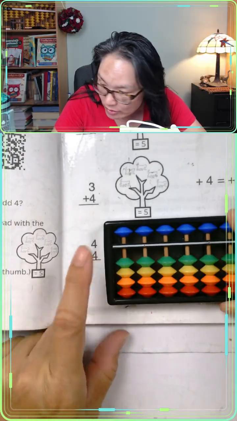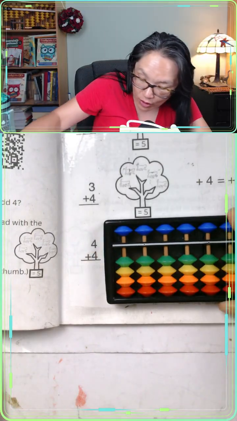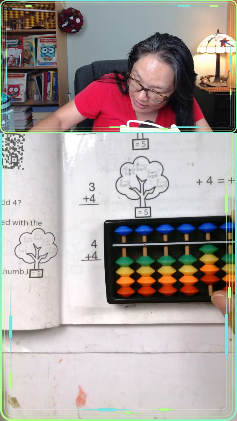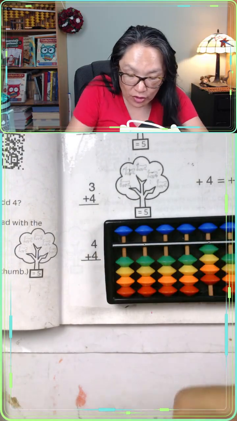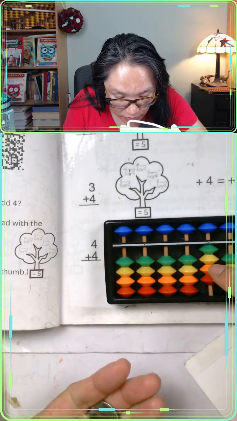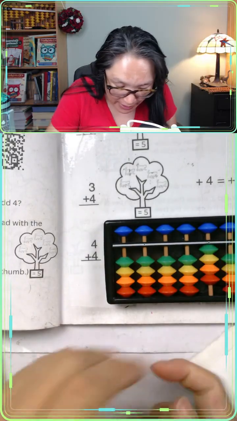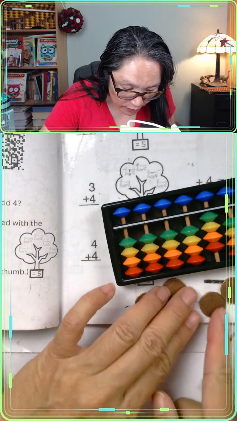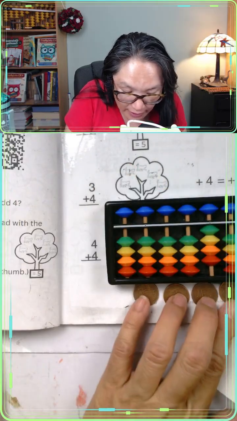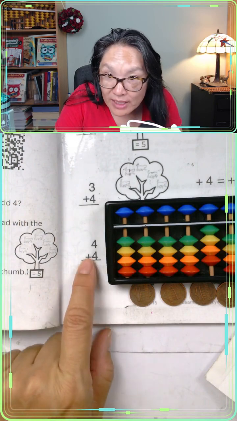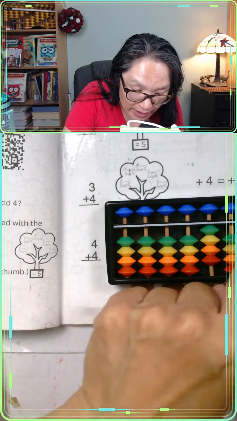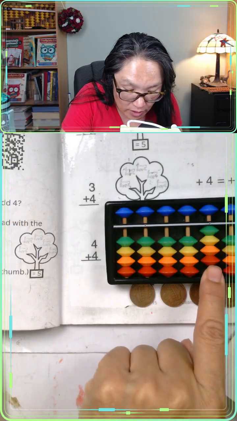So the first thing we're going to do is add the 4. When we add the 4, we don't have enough beads to add this other 4. If you notice, I have 4 on my abacus, 1, 2, 3, 4. I'm going to have 4 pennies. And then we want to add another 4. Because we want to add another 4, there's not enough beads, right? There's only 4.